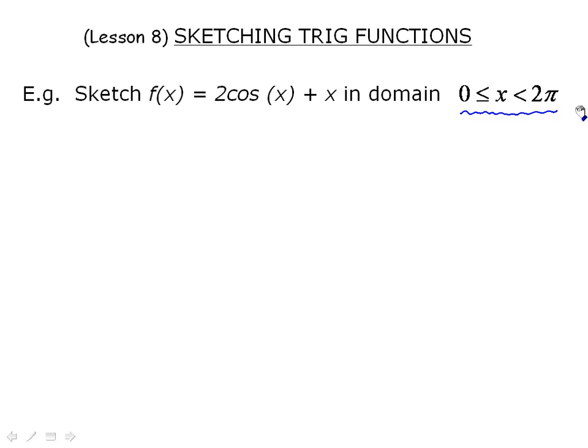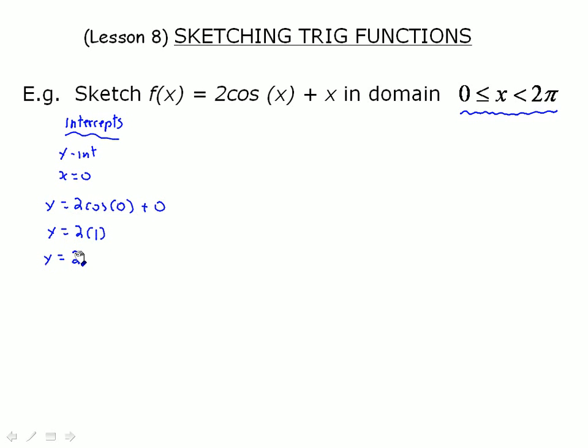So we can pretty much go on to things like the intercepts and then get on to the first and second derivative analysis. So let's see what we can do for those intercepts. When we get the y-intercept, we set x equal to 0. So y is equal to 2 cosine of 0 plus 0. Now the cosine of 0 is 1, so this is 2 times 1 plus 0, so y is equal to 2.